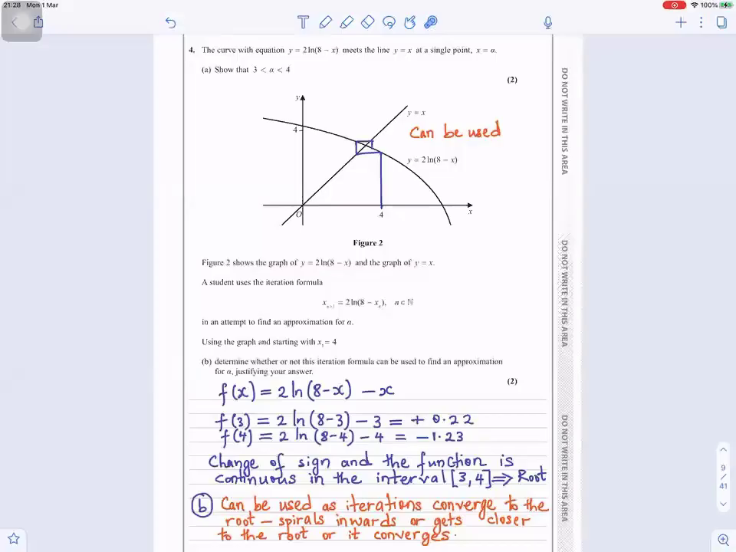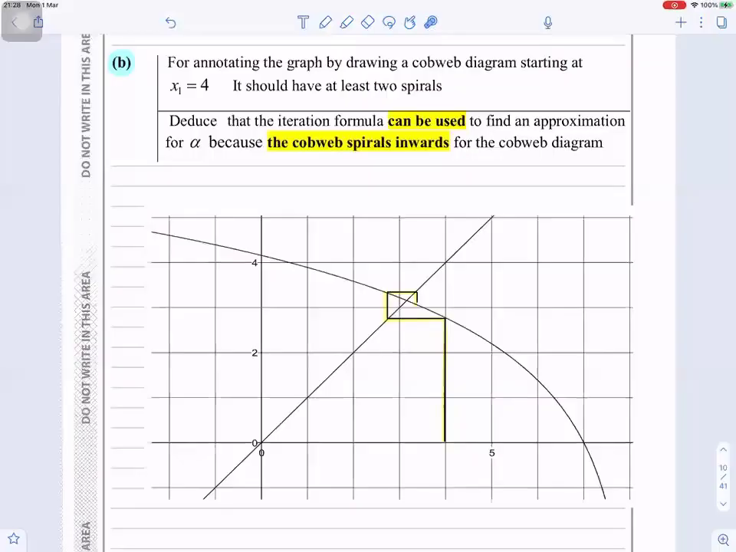So that's question 4. And that's a graph showing question 4 in detail, which you can see each spiral. So it goes to the curve, to this line y equals x, back to the curve, back to the line y equals x. And that's the curve. And it's getting closer and closer to the root, spiraling inwards because the cobweb spirals inwards.